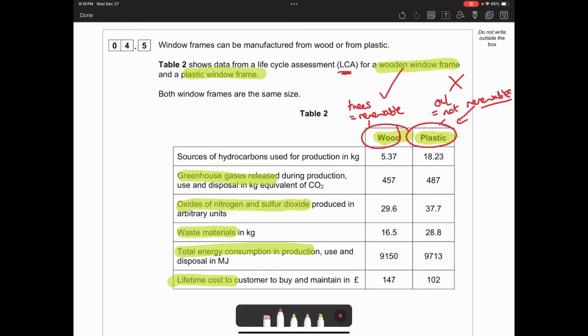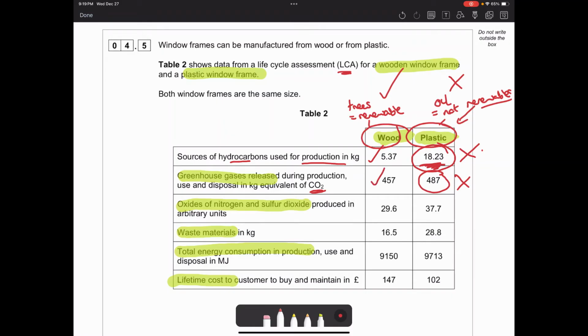Okay, the sources of hydrocarbons that are used for production, you can see that plastic uses a lot more hydrocarbons. So that would be a negative. Wood uses much fewer. So another point I could say is that plastic uses a higher amount of hydrocarbons, and then thinking about what do I know about hydrocarbons? Well, they're generally bad for the environment, but I link that onto my next part. Greenhouse gases released during the production, use and disposal in the equivalent of CO2. Well, you can see again plastic is releasing more CO2, whereas wood is producing less.